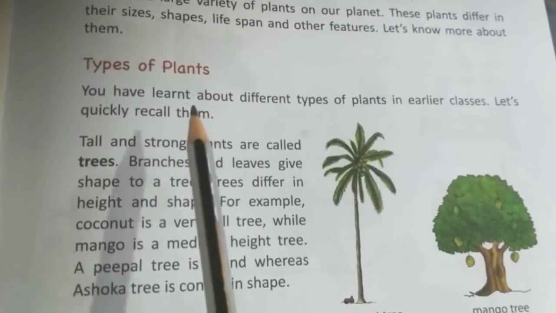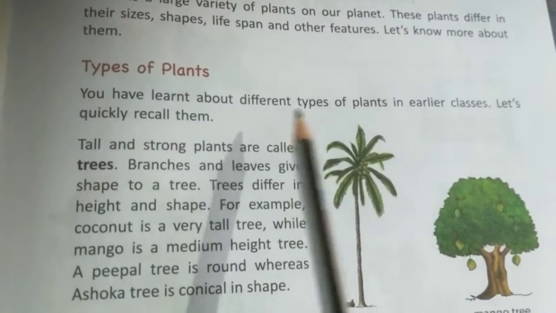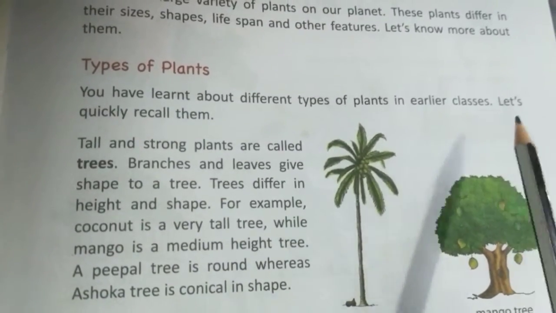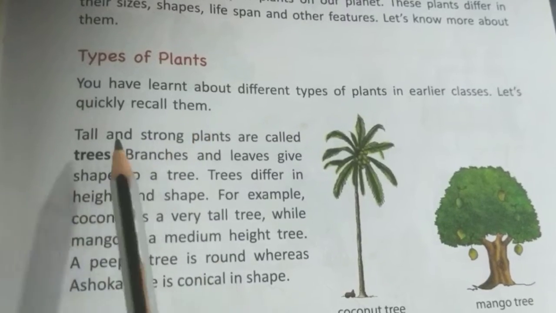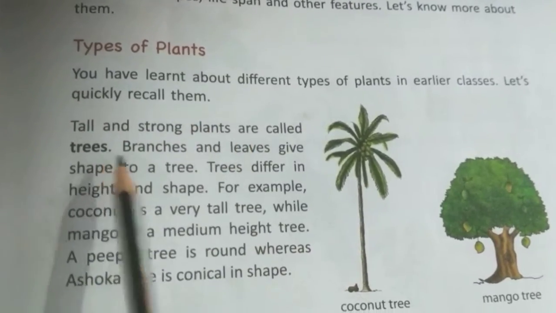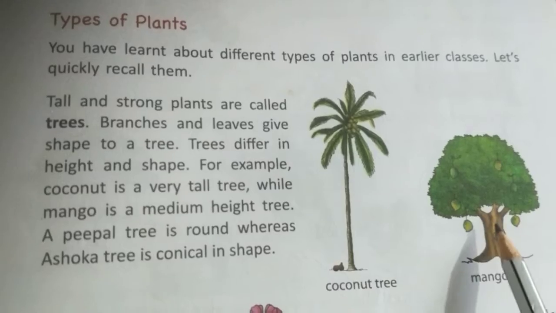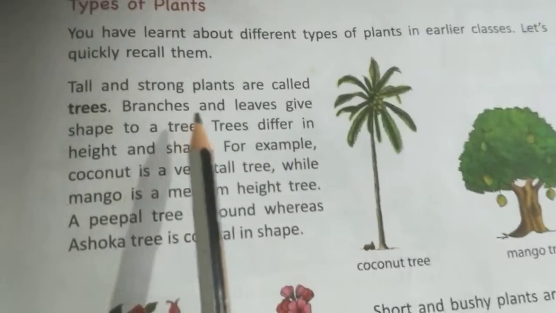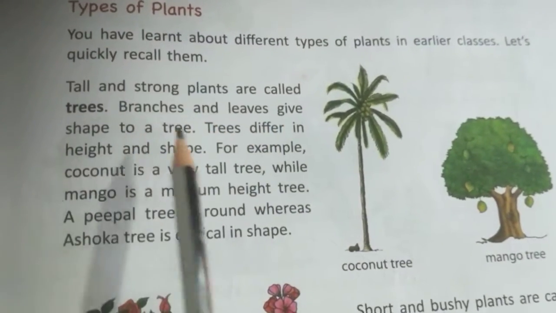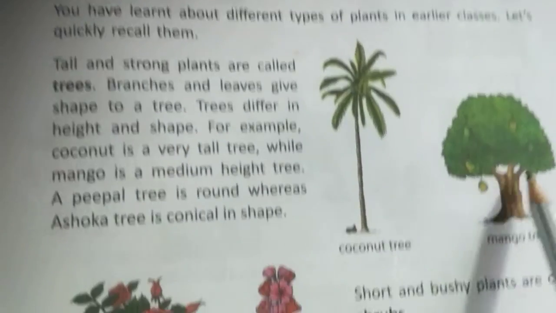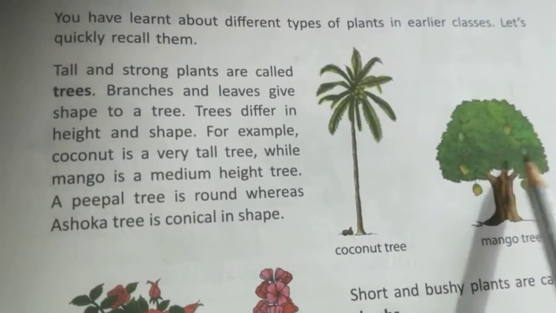Now, types of plants. You have learned about different types of plants in earlier classes. Let's quickly recall them. Tall and strong plants are called trees. They are tall and strong, and they are called trees. Branches and leaves give shape to the tree.